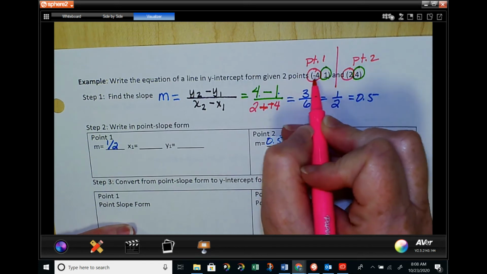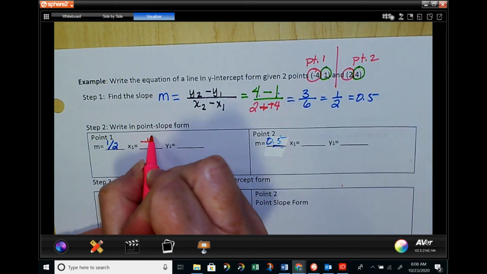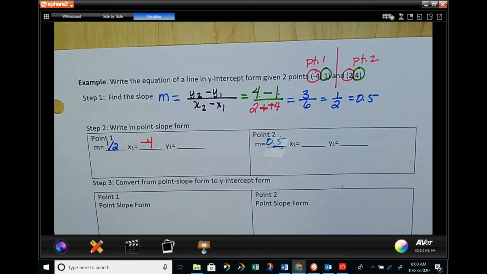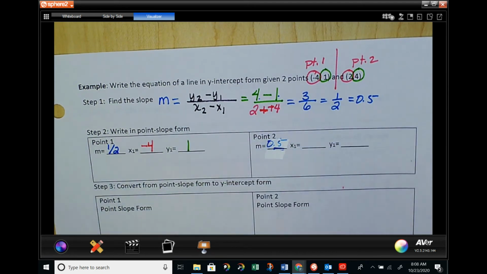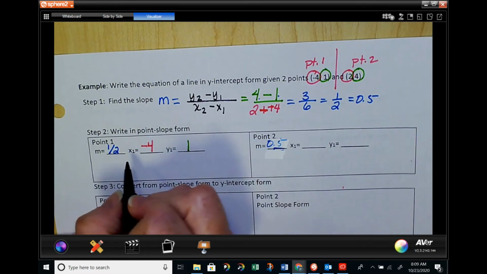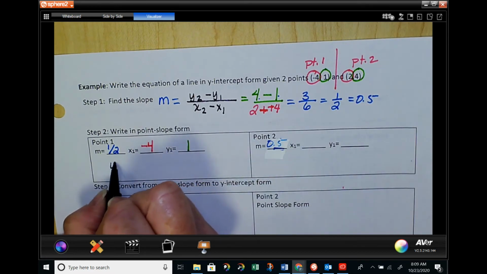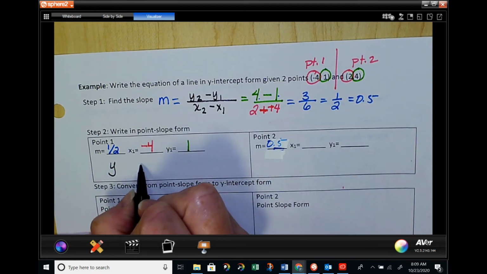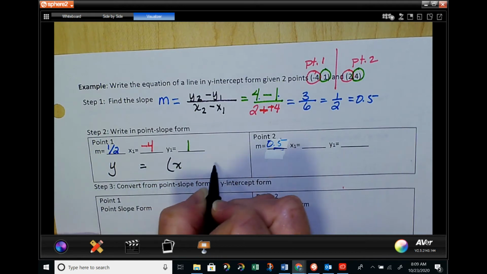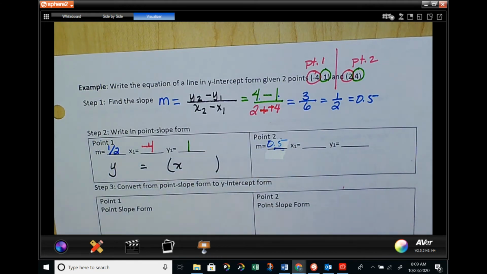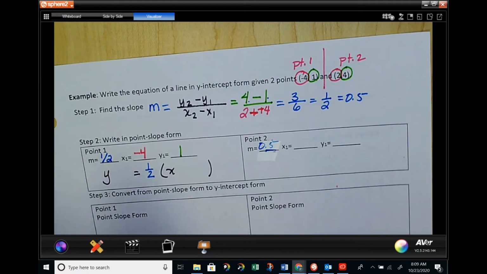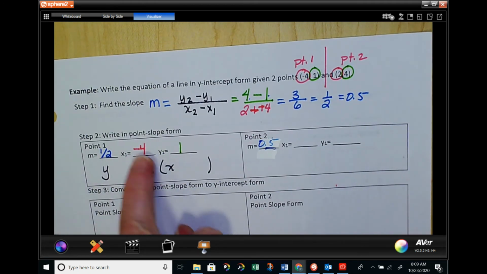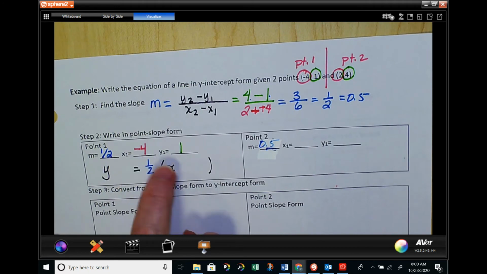So that x value right there is -4, and my y value ends up being positive 1. So again, we're going to write in point slope form. So y, and we're going to write in point slope. So I've got 1/2 as my slope. I've got the x goes with the x. The x's go together.